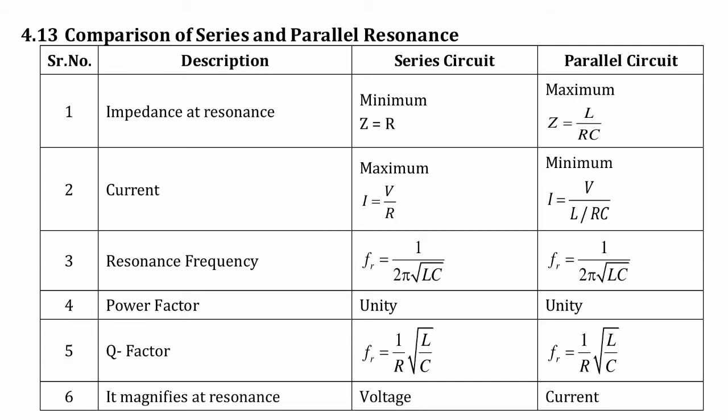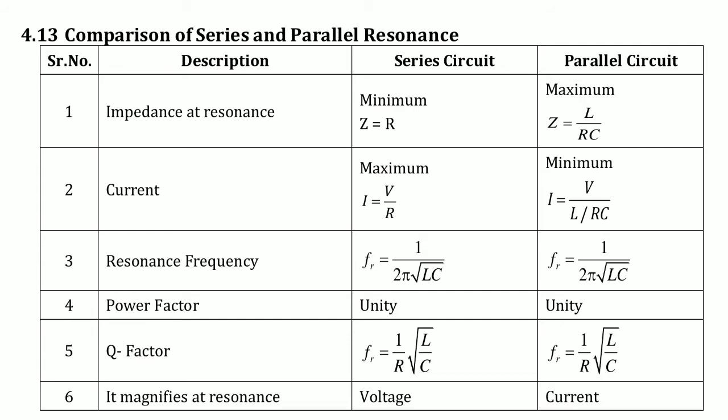The impedance is minimum. Now in parallel circuits, we get Z is equal to L by RC. Here the impedance is maximum. In a parallel circuit, impedance is maximum.